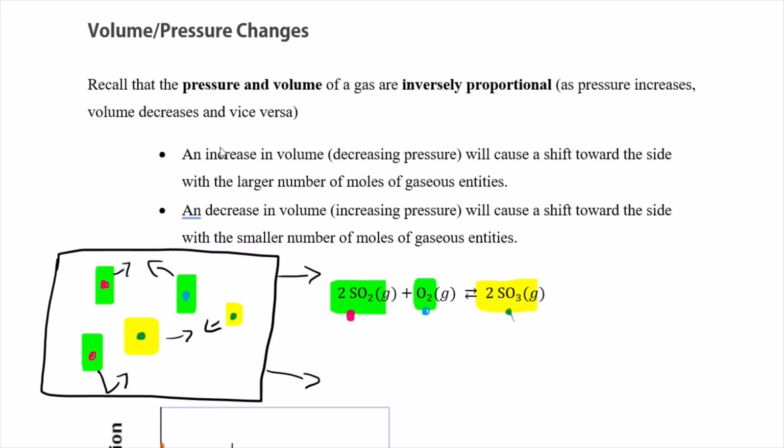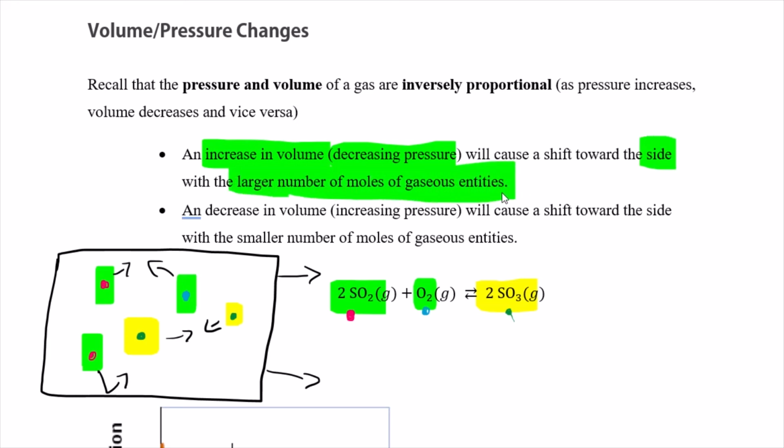So to summarize, if I increase the volume, which means I decrease the pressure, that will cause a shift towards the side with a larger number of moles of gaseous entities. We don't care about solids or liquids or aqueous things. We only care about gases because they are the ones that are floating around, colliding with each other. If there's a decrease in volume, which we can accomplish by increasing pressure, or vice versa, this will cause a shift towards the side with a smaller number of moles of gaseous entities because of the collisions.